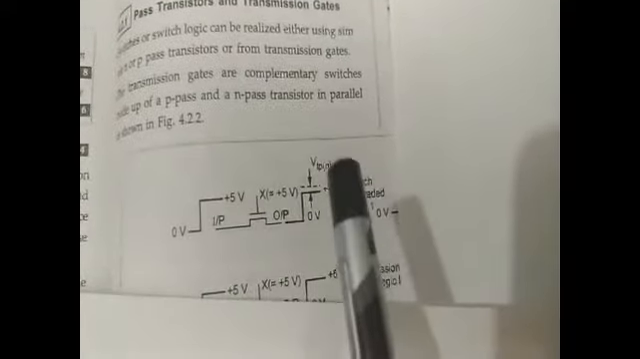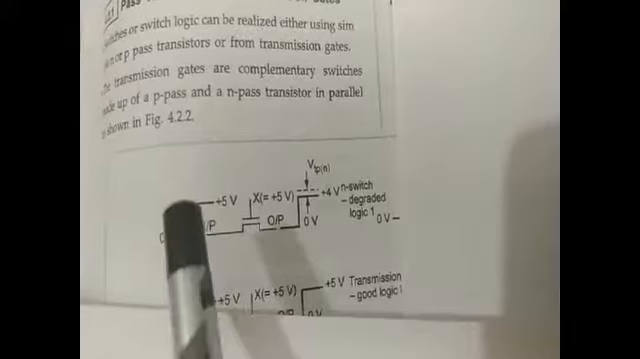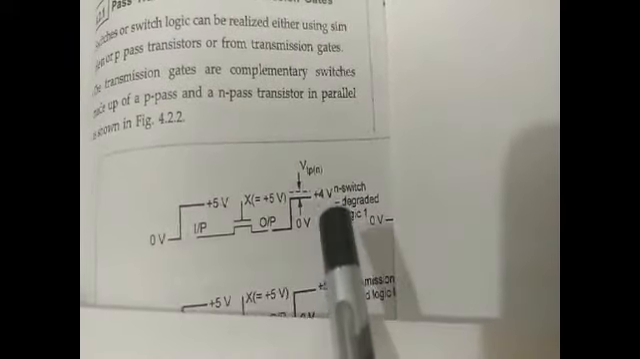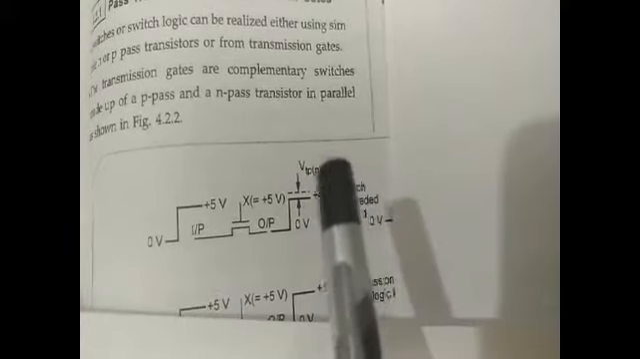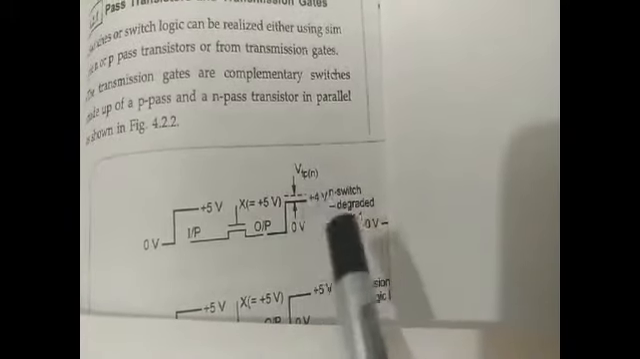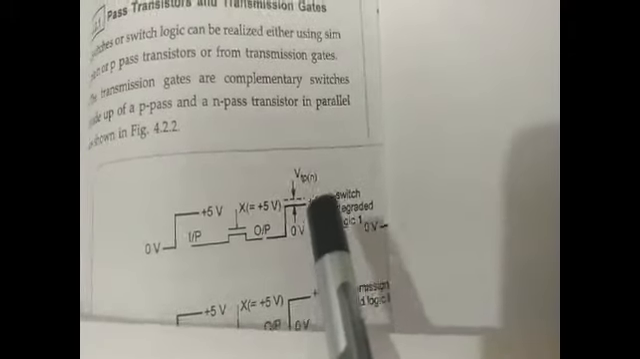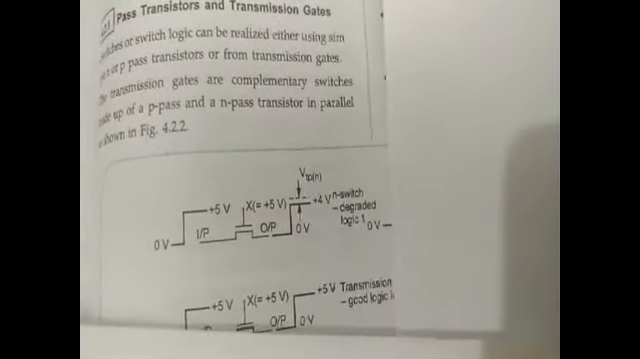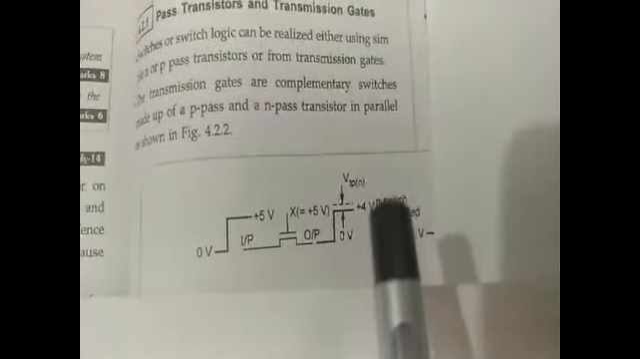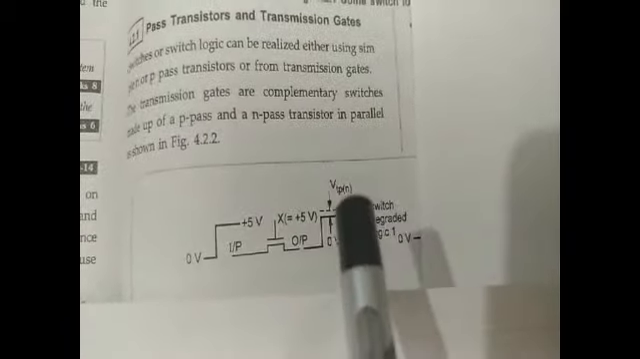But at the output, what you should be getting is the same exact value of 0 volt as the input, but due to the threshold voltage, there is a drop, so we will be getting 4 volts. So there will be a threshold voltage drop of 1 volt. Obviously it will not be exactly 1 volt, but just for consideration, we are taking it as 1 volt.